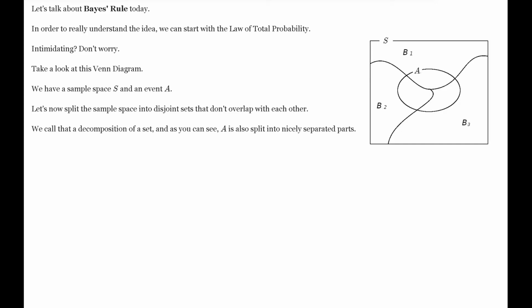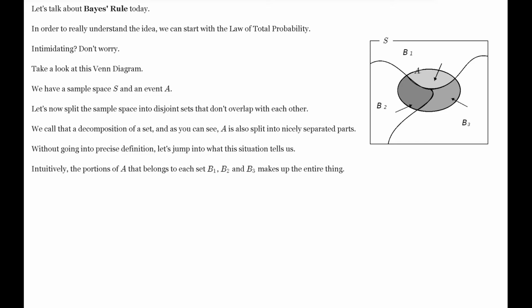We call that a decomposition of a set, and as you can see, A is also split into nicely separated parts. Without going into precise definition, let's jump into what this situation tells us. Intuitively, the portions of A that belong to each set, B1, B2, and B3, make up the entire thing.